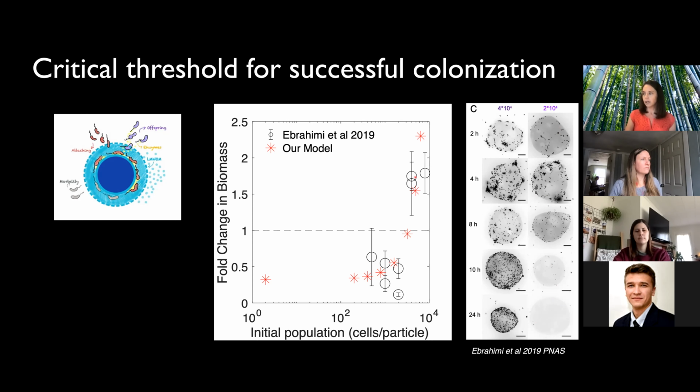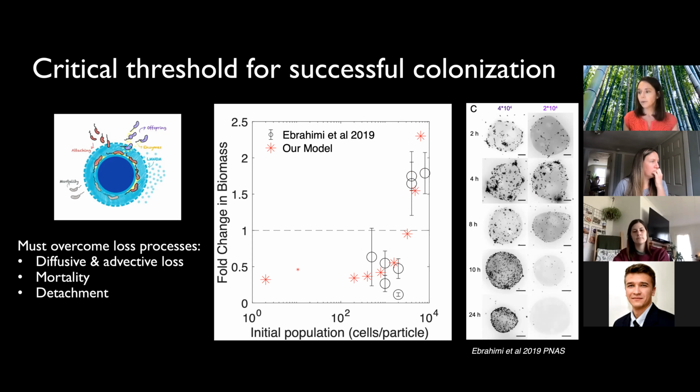These circles are the data from Ali, Otto's postdoc, from the lab experiment, and the red stars are our model simulation showing that we also see this Allee effect, where if you're below a critical threshold, the populations are struggling to grow. And why are they struggling? Well, they have to overcome this diffusive and advective loss of the monomer that they're growing on. And they also have mortality and detachment that they have to combat in order to overcome this threshold.